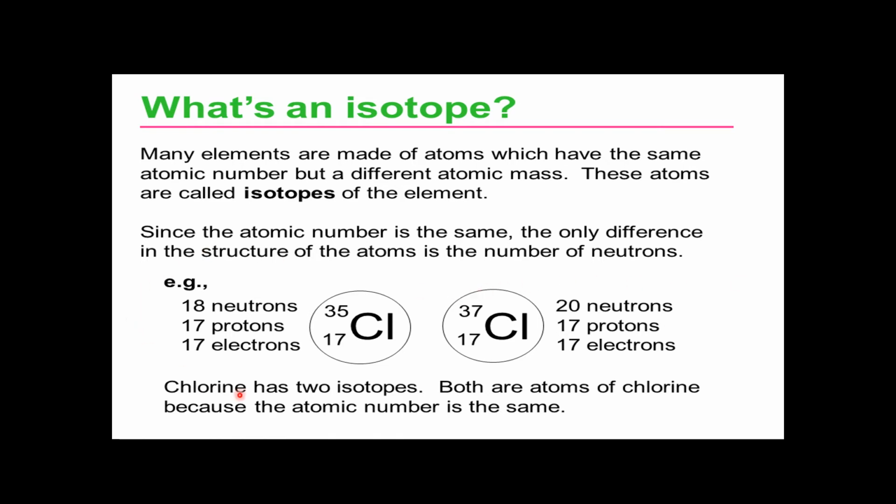This is an example of isotopes of chlorine. Chlorine has two isotopes, chlorine 35 and chlorine 37. Both have the same number of protons and electrons because the atomic number of both the isotopes is 17. But chlorine 35 has mass number 35 and chlorine 37 has mass number 37. So the number of neutrons in chlorine 37 is 20, while in chlorine 35 it is 18 only.